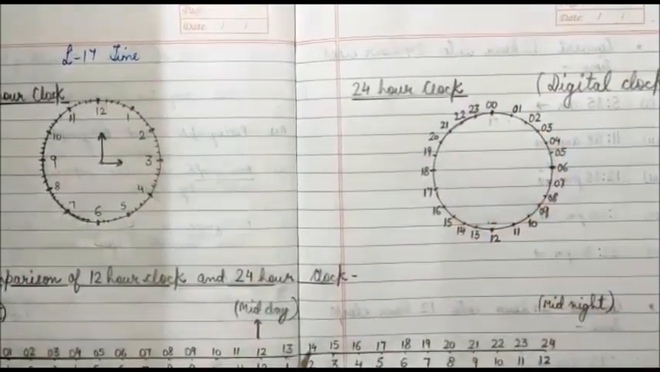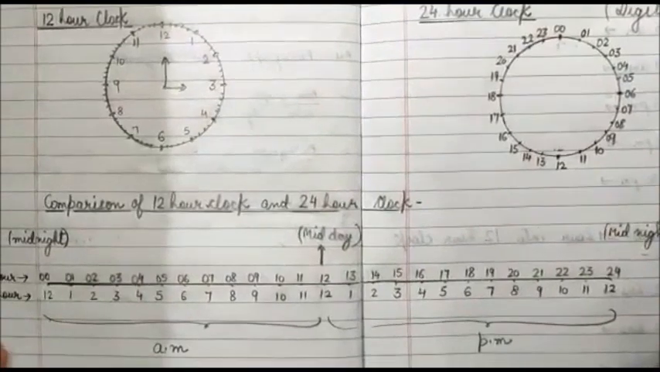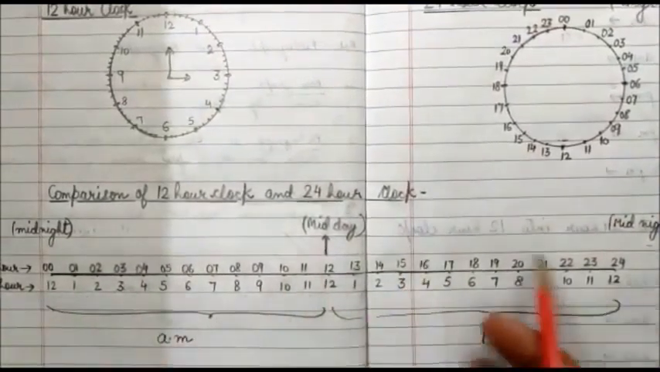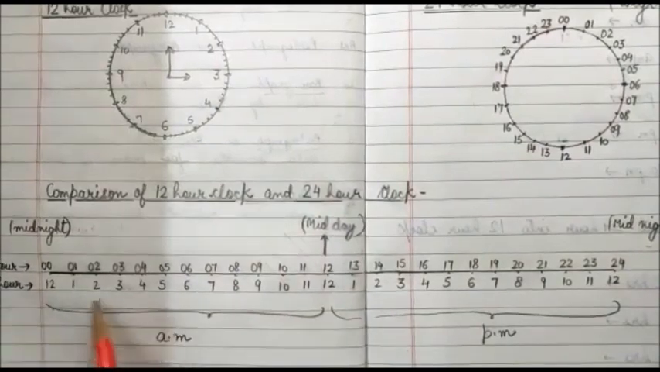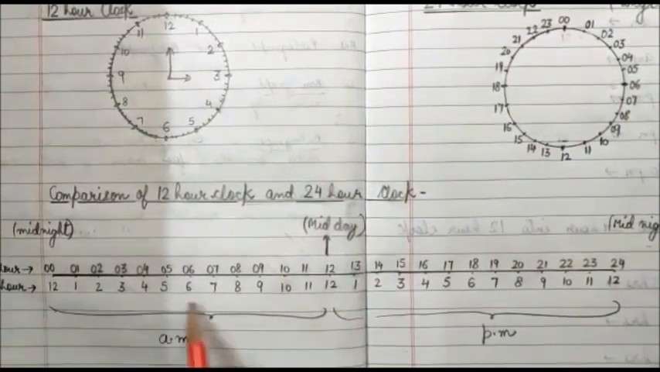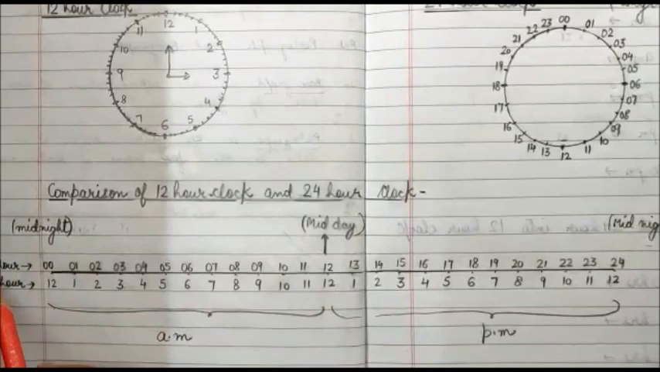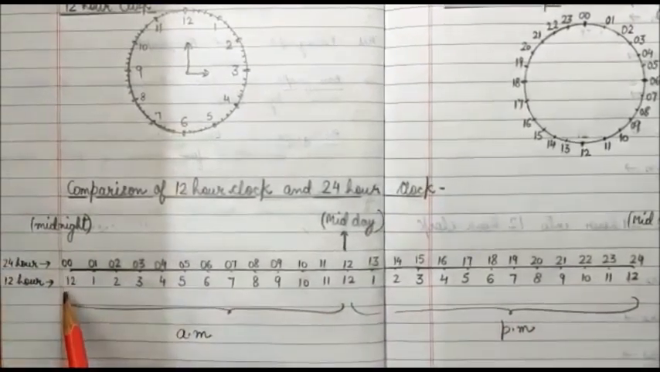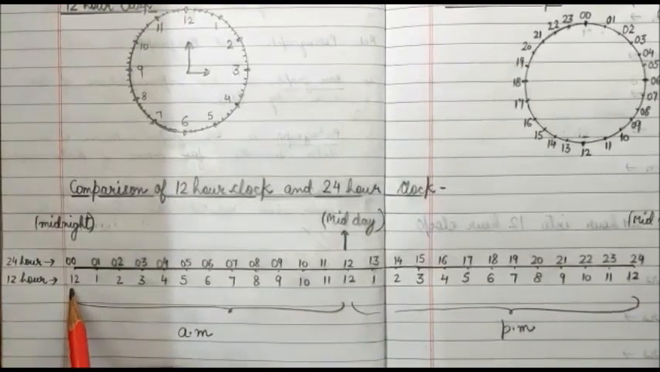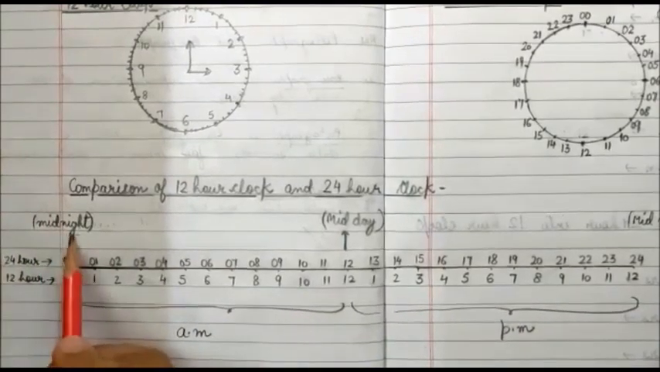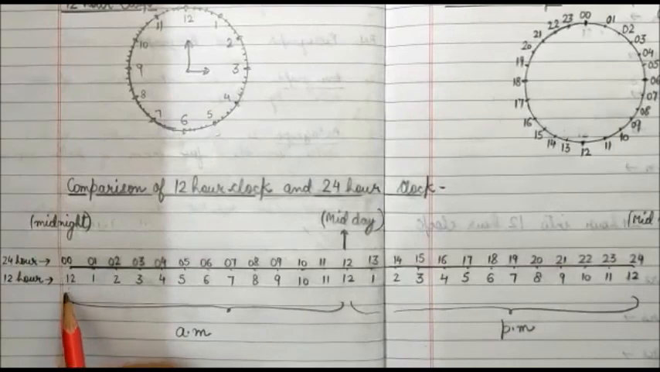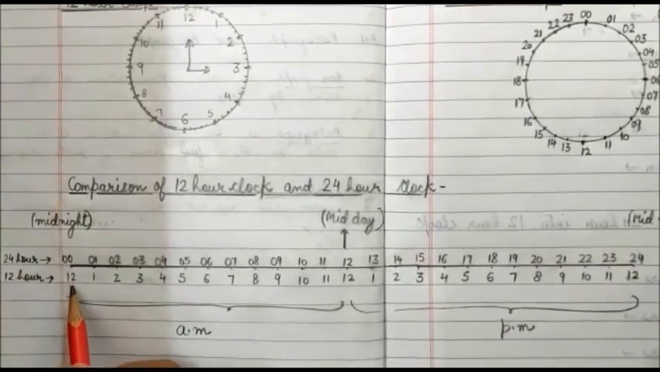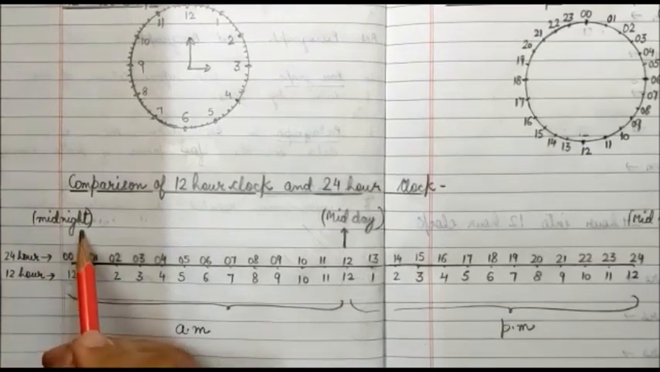So let's understand further the comparison of the 12-hour clock and the 24-hour clock. This is only to explain to you. Here on the bottom I have made the 12-hour clock timings, and above I have made the 24-hour clock timings. You can see the time given from where our day starts, that is midnight. As we all know, our day starts at midnight, 12. So this is 12 a.m., as I've written here, midnight.